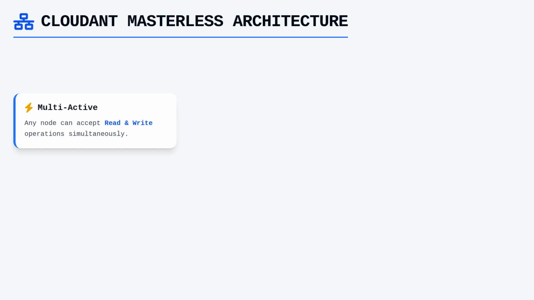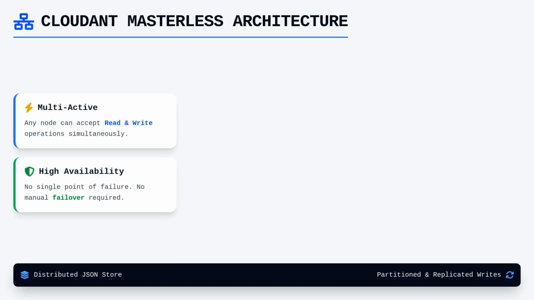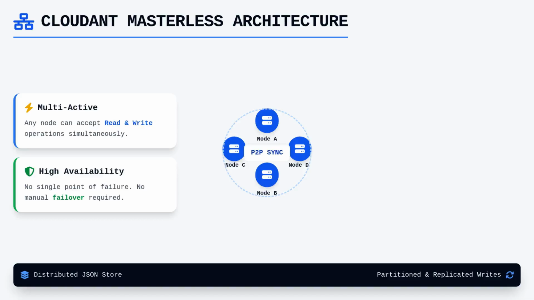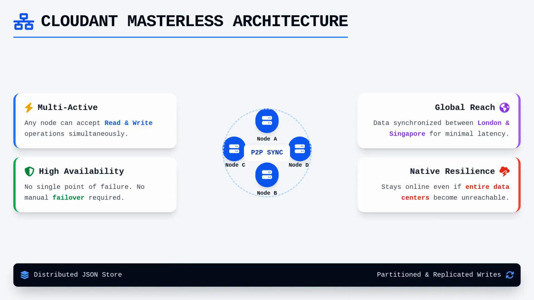In a traditional database, you might worry about write locking your primary instance, but with a distributed JSON store, your writes are partitioned and replicated across different nodes. This design inherently provides high availability because the system does not designate a single point of failure that would require a manual failover process during a regional outage. Through this peer-to-peer replication protocol, data is synchronized across geographically distributed database clusters, ensuring that your users, whether they are in London or Singapore, can access their data with minimal latency. Because this synchronization happens natively, the database remains resilient even when individual nodes or entire data centers become temporarily unreachable.